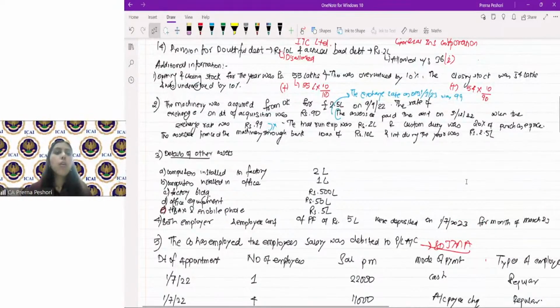Yes. Let me give you one more adjustment over here. The bank waived the loan to the extent of rupees 1 lakh. What will happen in this case?